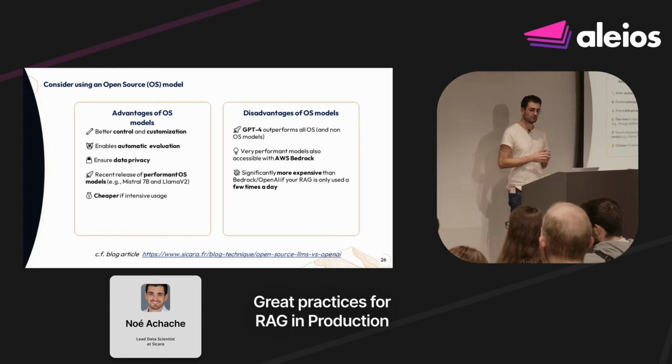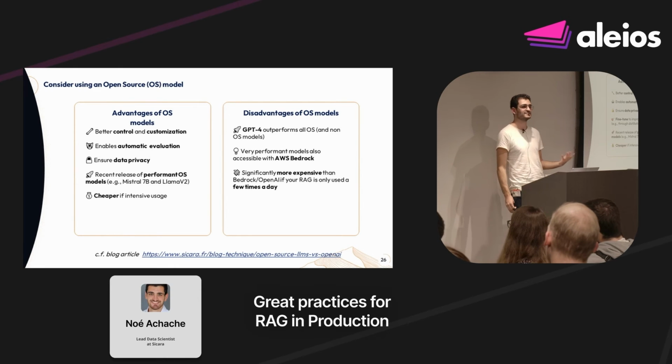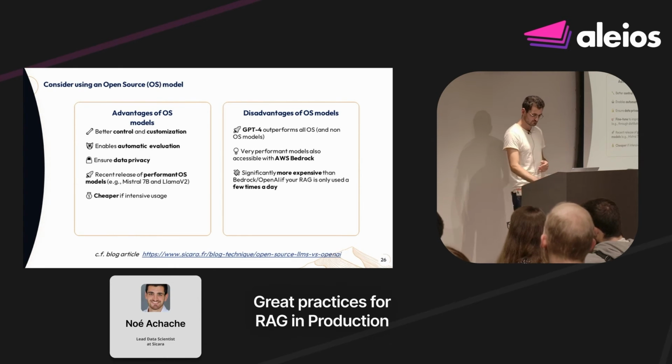The disadvantages of open source models: currently GPT-4 outperforms all open source models. So if you want to get started quickly, it's better to use it. There are also some very performant models accessible with AWS Bedrock. And it will be significantly more expensive to use open source models than Bedrock or OpenAI if you only use them a few times, if you only use your RAG a few times a day. You really need to make, let's say, 300 calls a day at least to make it less expensive.